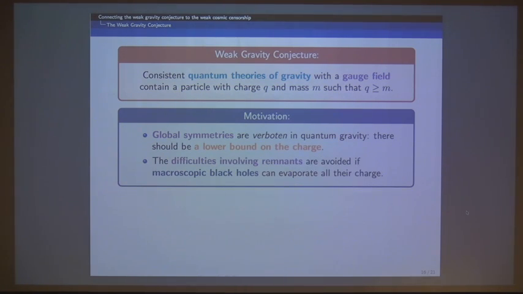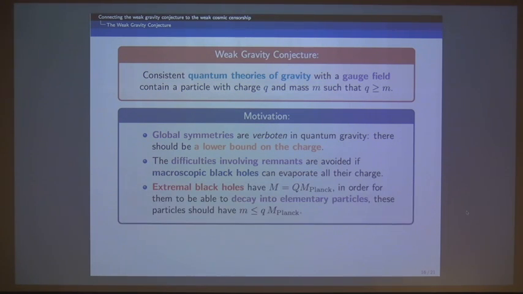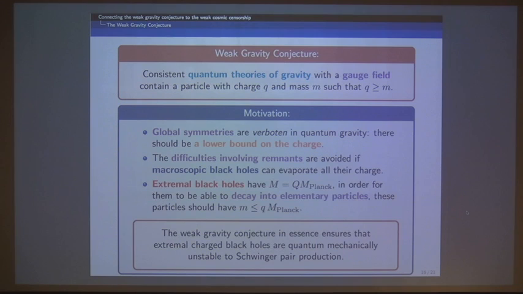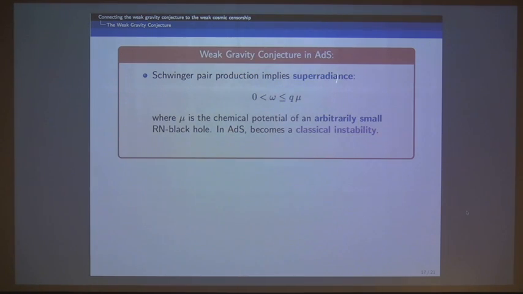So wouldn't it be nice if you could make these extremal black holes also evaporate their charge? Well, what are the worst possible black holes, for which you would like to make evaporation happen? Those are the extremal ones, and if you put the two things together, that gives you exactly this bound. So in a nutshell, it makes sure that extremal black holes are unstable to Schwinger pair production. Okay? Now, this sounds like a quantum mechanical calculation, but of course, in AdS, this is not. This is exactly the picture that is behind something called superradiance, a classical instability that happens in AdS. And the condition is exactly the same, as I will show you now.